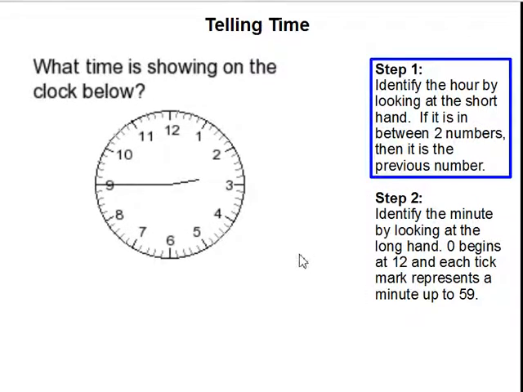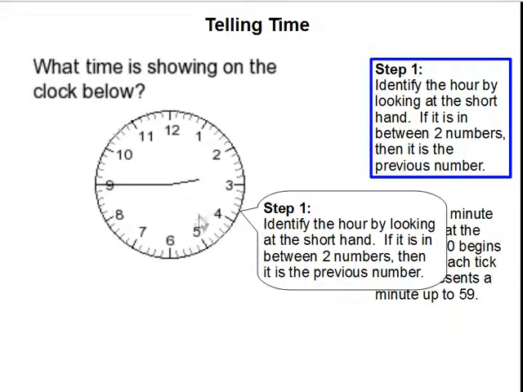Let's take a look at another problem. Here we have a different time. Step 1, we're going to look at the shorthand, and that points to somewhere in between the 2 and the 3. So we look at the previous number, and that would be 2 o'clock.